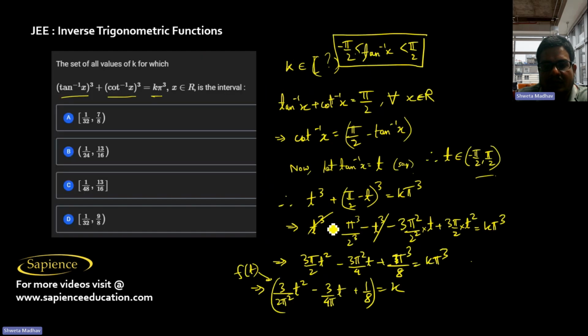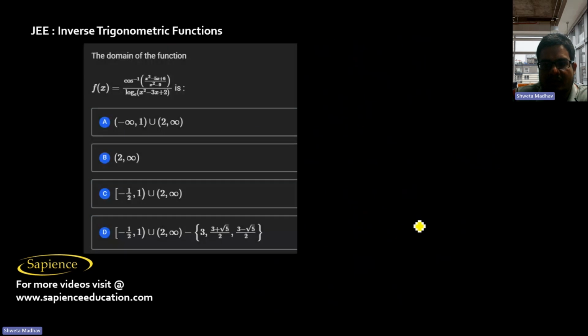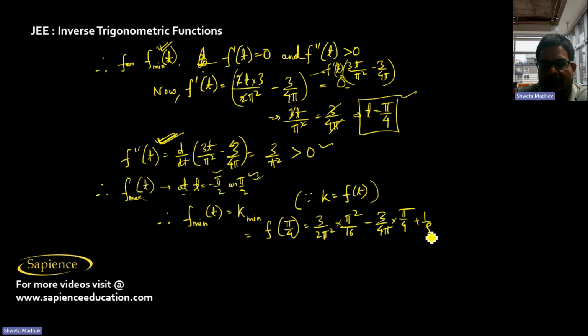So the minimum value of k will come at f of pi by 4. Now this will be 3 by 2 pi square into pi by 4 whole square, so pi square by 16, minus 3 by 4 pi into t, where t is pi by 4, plus 1 by 8. So pi square cancels, pi cancels. So 3 by 32 minus 3 by 16 plus 1 by 8. Then the LCM is 32. 3 minus 6 plus 4 is 1 by 32. So 1 by 32 is the minimum value of k.